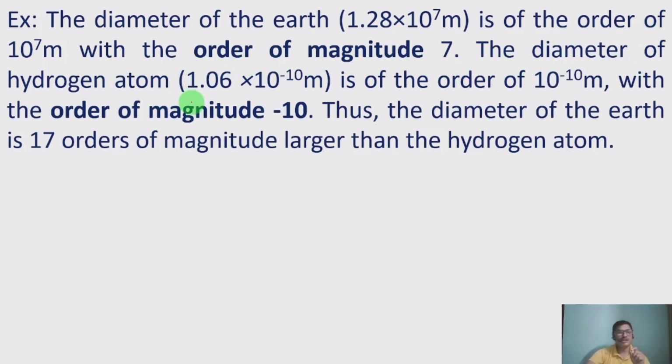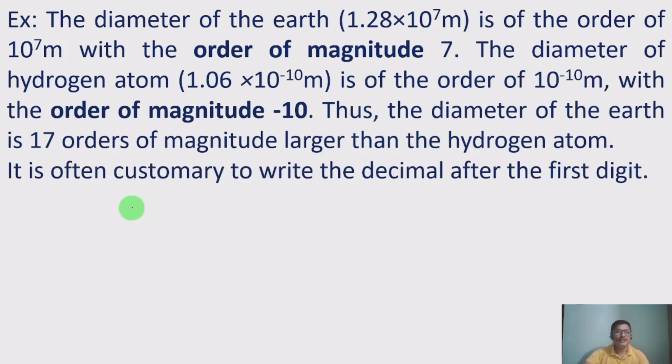The diameter of the hydrogen atom is 1.06 into 10 raised to minus 10 meter, which is of the order of 10 raised to minus 10 meter, with the order of magnitude minus 10. Thus, the diameter of the earth is 17 orders of magnitude larger than the hydrogen atom. This is how we can get the order of magnitude.